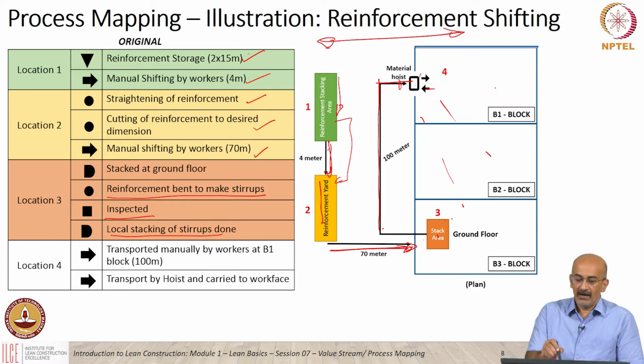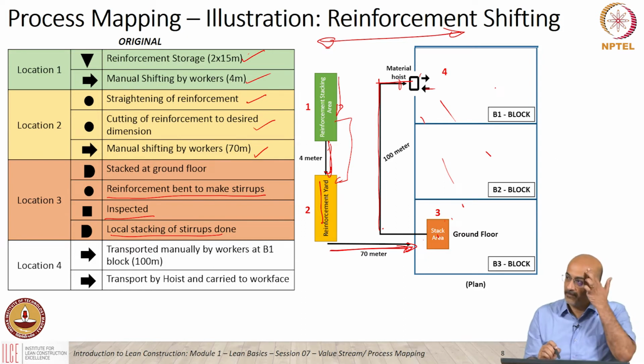Or I can merge location 2 and 3 together. Why am I cutting and bending here, and then what am I doing? I'm straightening here, and then bending it here, and then moving it over here, and then moving it all the way to another place. So for example, from 1 I do the straightening and cutting here, and then I do the bending here, and then move it here. Why can't I do the straightening, cutting, and bending in one place? It's a possibility.